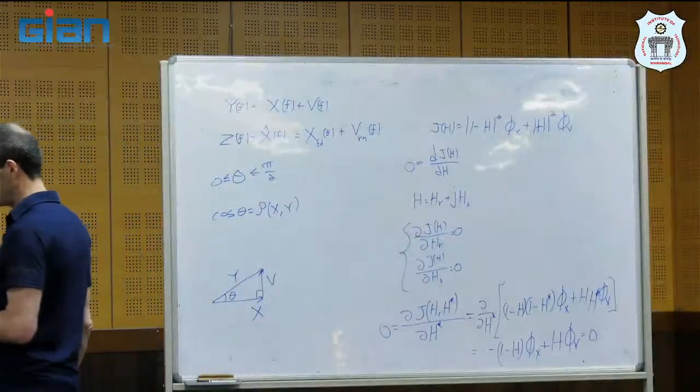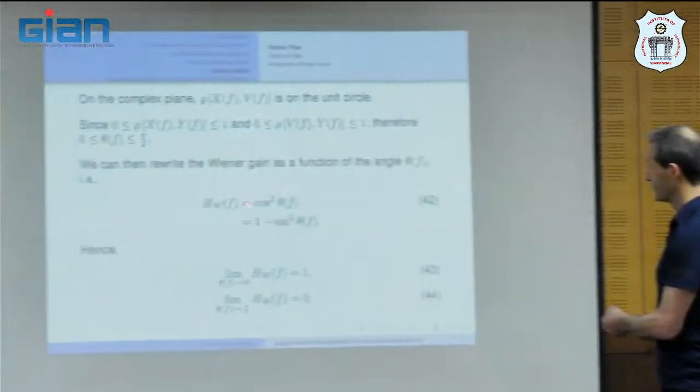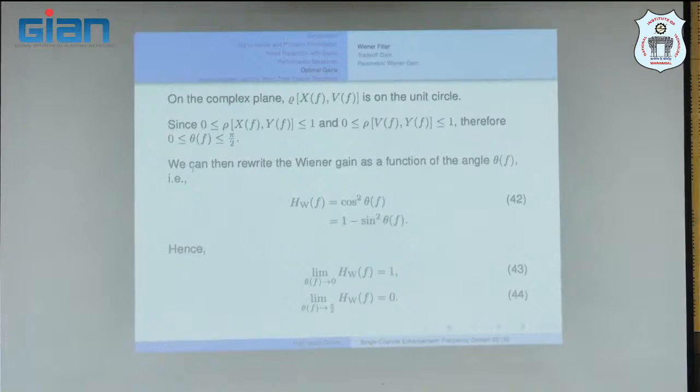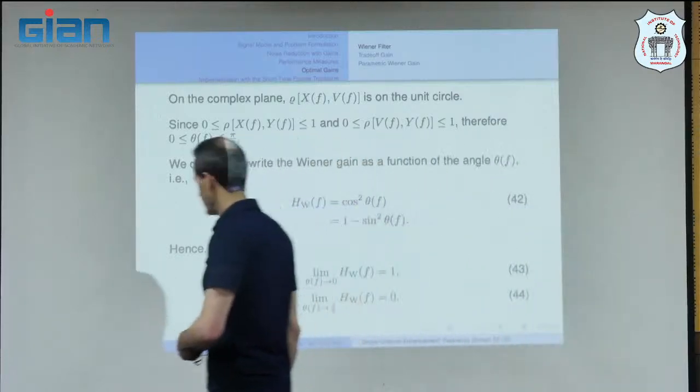And then we see that if theta goes to 0, what does it mean? That the input SNR is very high, so the noise is small. And H, cosine squared theta, goes to 1. And when theta goes to 90 degrees, the SNR is low, so cosine squared goes to 0. It's a nice way to show it. And also we can see some examples like this.